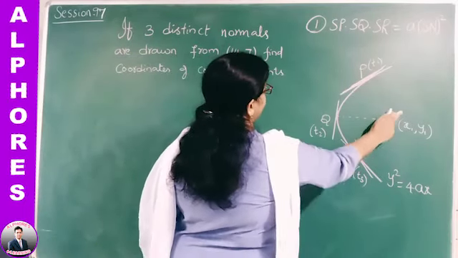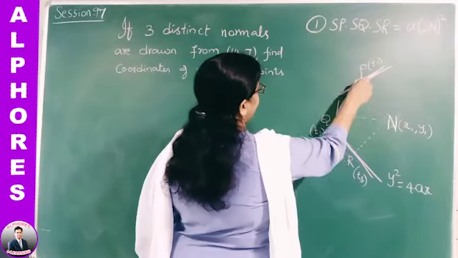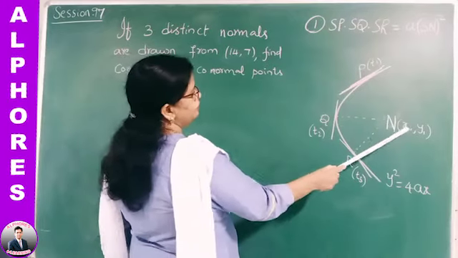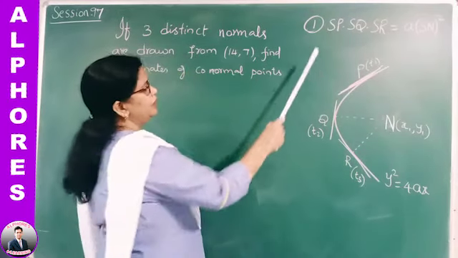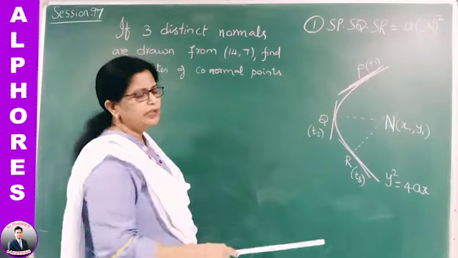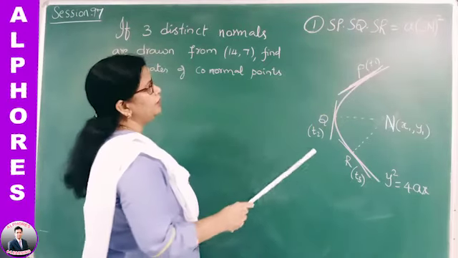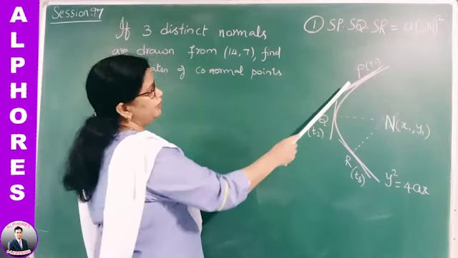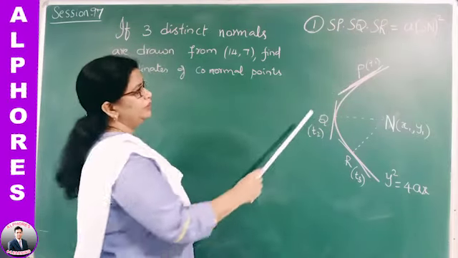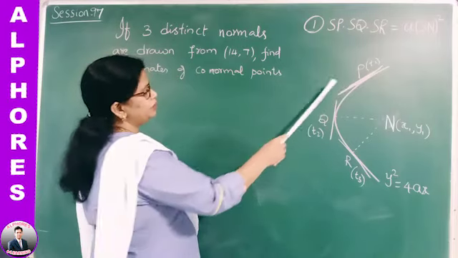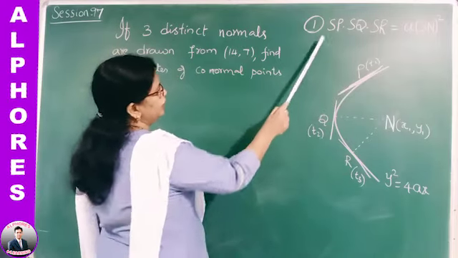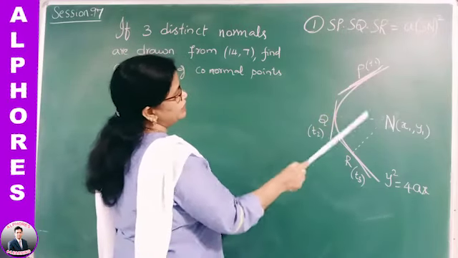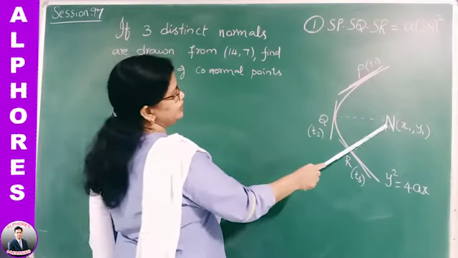The N is nothing but the point where the three normals coincide, that means the common point of intersection. If it is N of (x1, y1) and S is the focus of the parabola y square equals 4ax, then we can say SP into SQ into SR is this result, where P, Q, R are exactly the co-normal points. So the co-normal points are these, S is the focus of the parabola, and N is the point of concurrence of the three normals, which is inside the parabola.